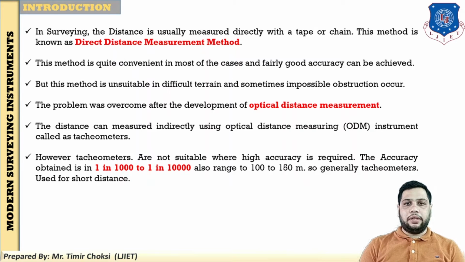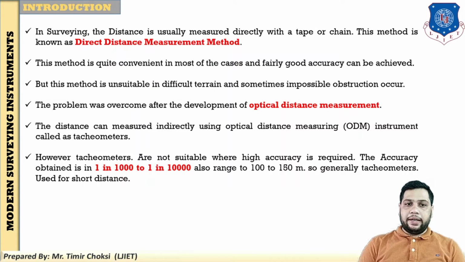In a survey, there are three types of methods. One is direct distance measurement. Second is indirect, which is called optical distance measurement. And third is electromagnetic distance measurement. So students, in this chapter, I will explain the electromagnetic distance measurement instrument. The first method is the direct distance measurement method.